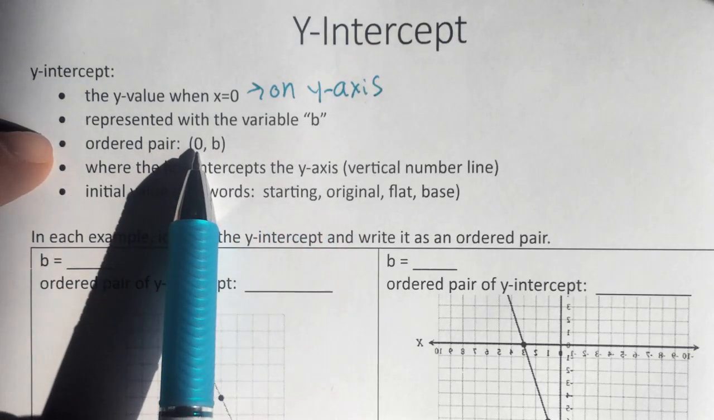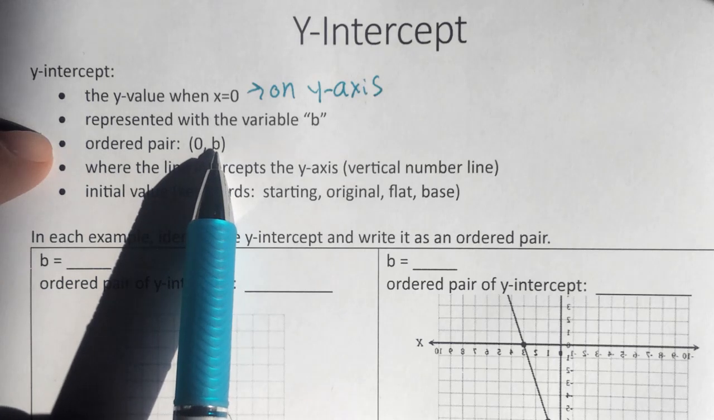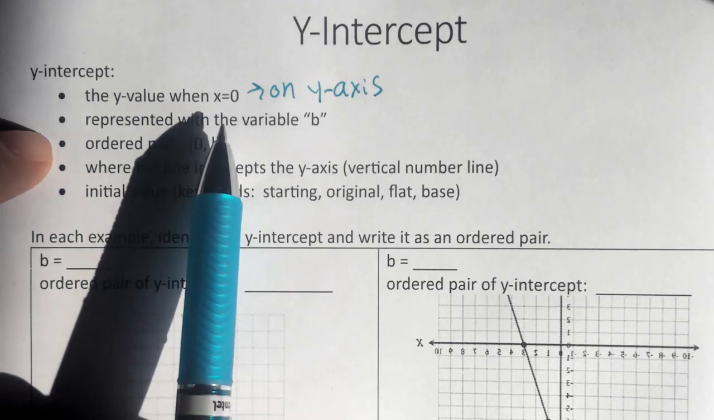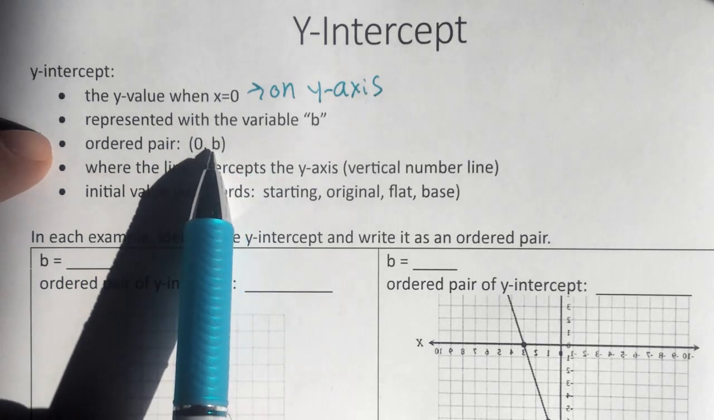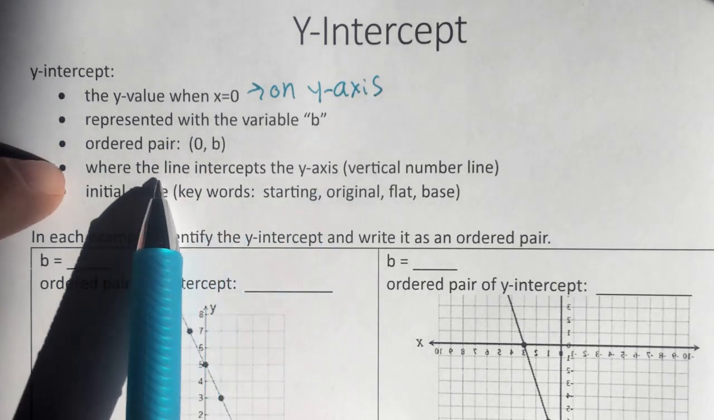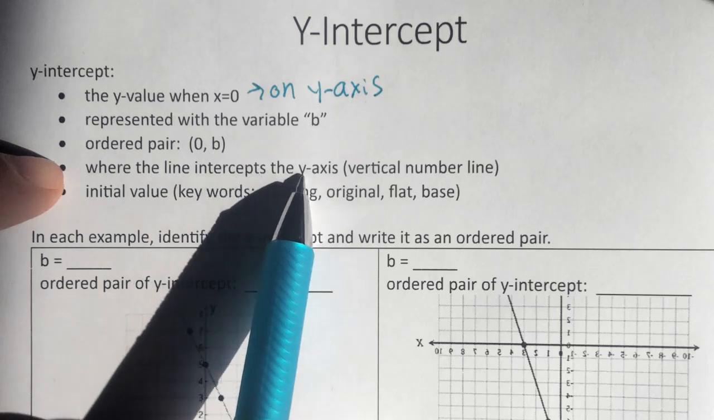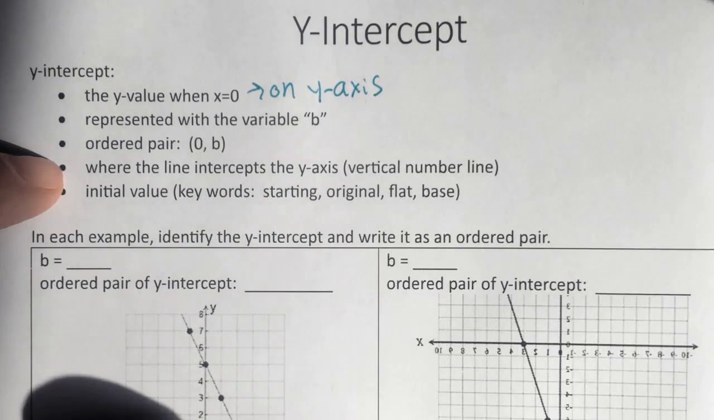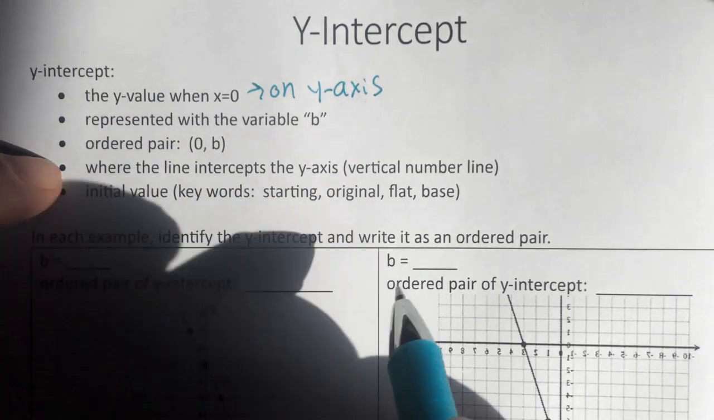The ordered pair of the y-intercept is 0, b. Again, this just means that we're on the y-axis. The x value is 0, and the y value is what we're saying b is. It's where the line intercepts the y-axis, so the vertical number line.